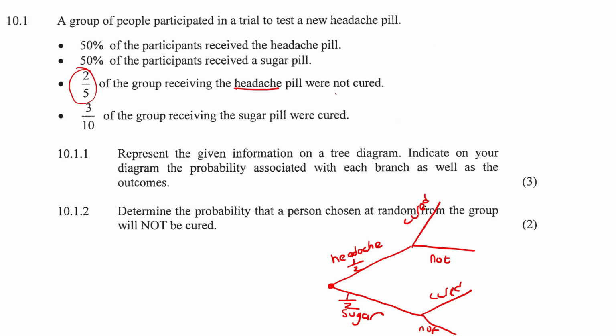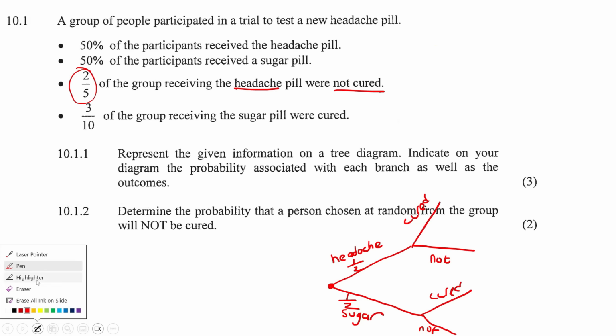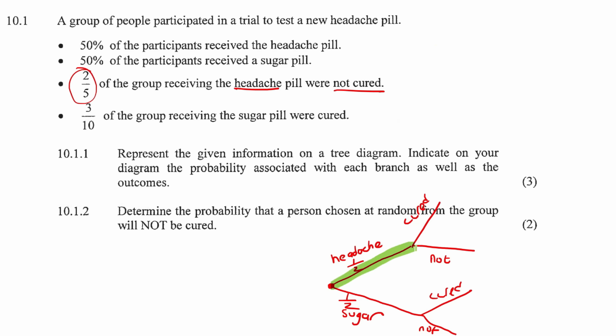Okay? Now, 2/5 of the group who received the headache pill were not cured. So you see, headache, not cured. So headache, not cured is this pathway here. So they're saying that this part over here would be 2 over 5. Now, you see this branch and this branch, they are 1 unit. Whenever you have 1 unit, it always adds up to 1. So this would be 3 out of 5. Okay? Just like this branch and this branch is also 1 unit. And so if you add these two together, it will always add up to 1.